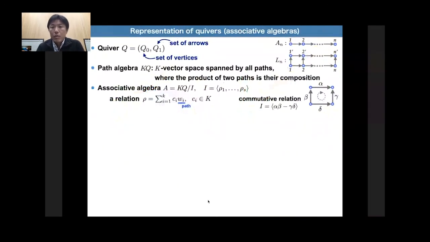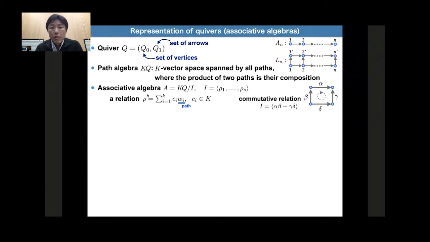Let me also review several concepts from the representation theory of associative algebras here. First, a quiver Q is just a directed graph. It is defined by a set of vertices and a set of arrows, like an n-type quiver or a ladder-type quiver. Then, given a quiver Q, the path algebra KQ is defined, where K is a field coefficient. The path algebra is defined by a K-vector space spanned by all paths appearing in the quiver Q, where the product of two paths is given by their composition. So this is a path algebra.